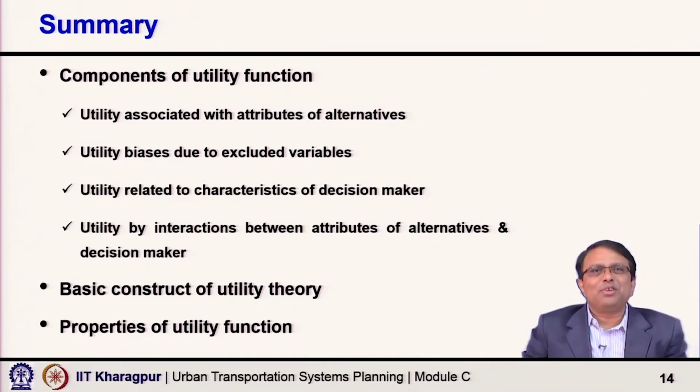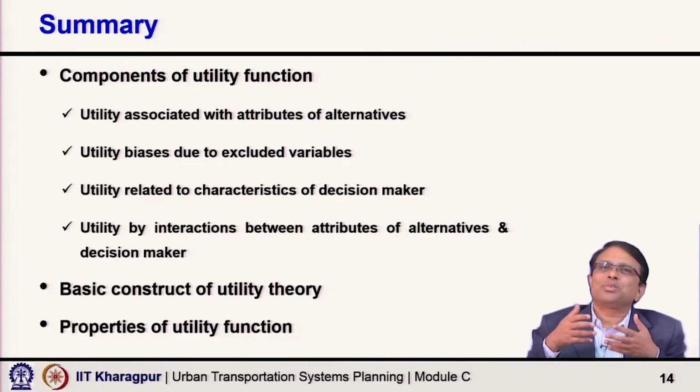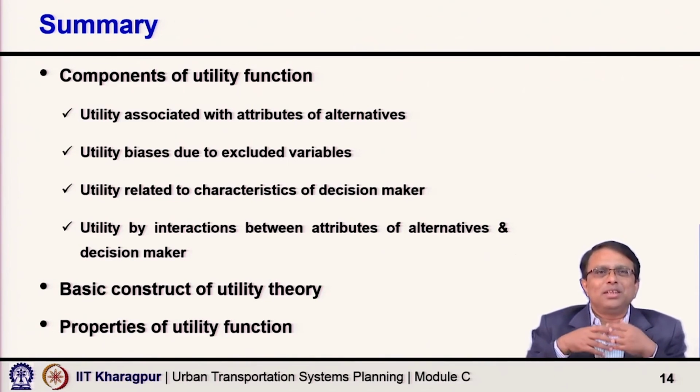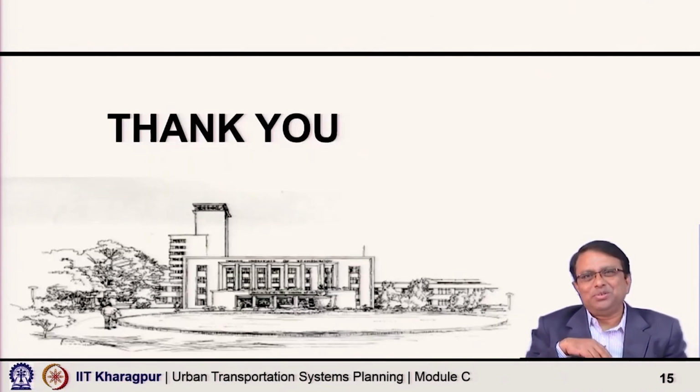So, with this, what we discussed are the various components of utility functions, utility associated with the attributes of alternatives, then the biased part, which we can consider as the constant or alternative specific constant, then the characteristics of the individual and also the interaction component. Then we talked about the basic construct of utility theory and also mentioned the basic properties of the utility function and the utility maximization principle. So, with this we close this lecture, we shall continue in the next lecture.